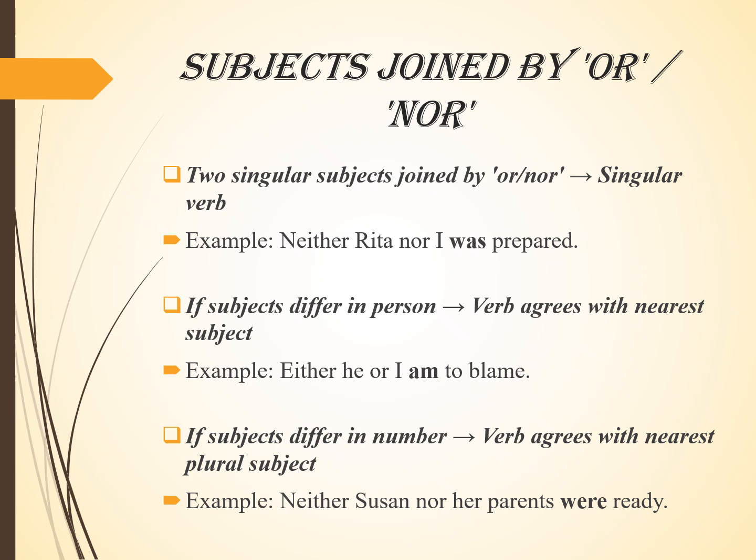When the subjects joined by "or" or "nor" take different persons, the verb agrees in person with the one nearest to it. For example, either he or I am to blame. When the subjects joined by "or" or "nor" are of different numbers, the verb must be plural, and the plural subject must be placed next to the verb. For example, neither Susan nor her parents were ready.